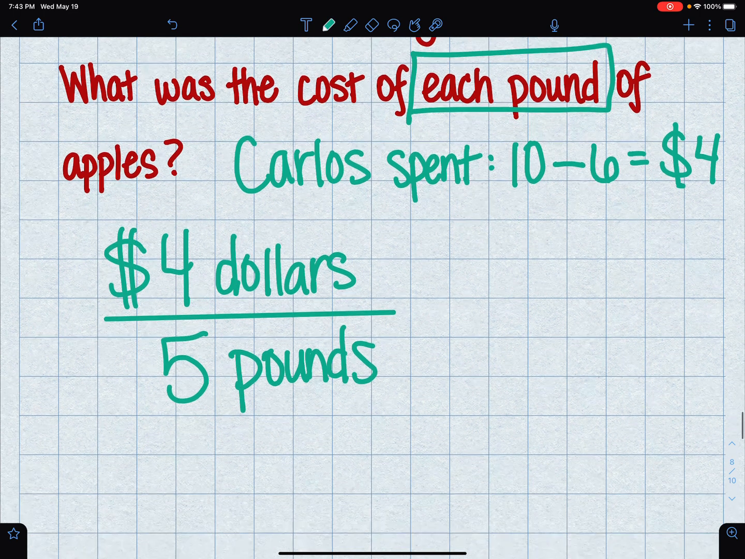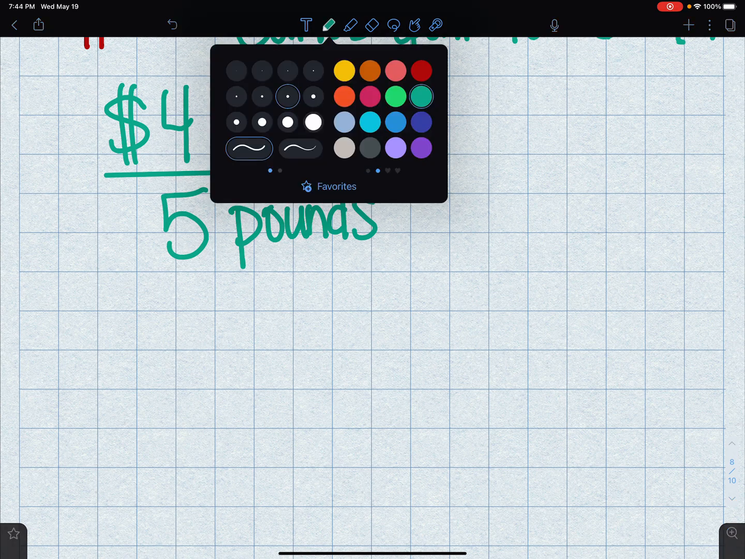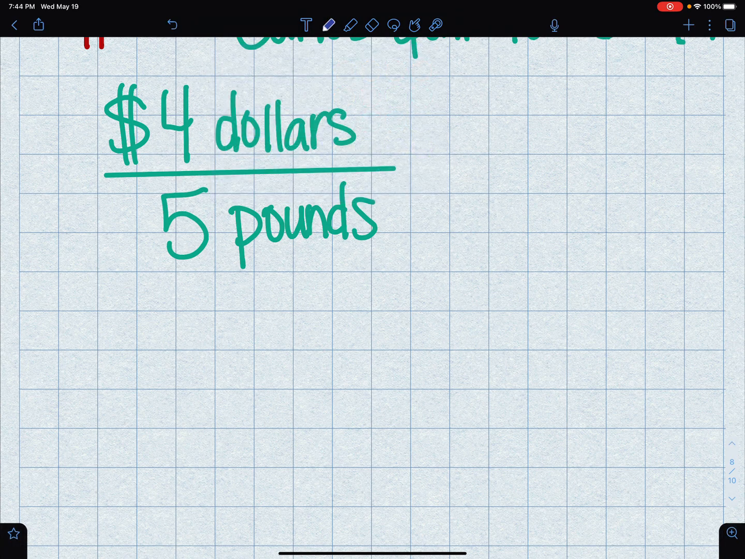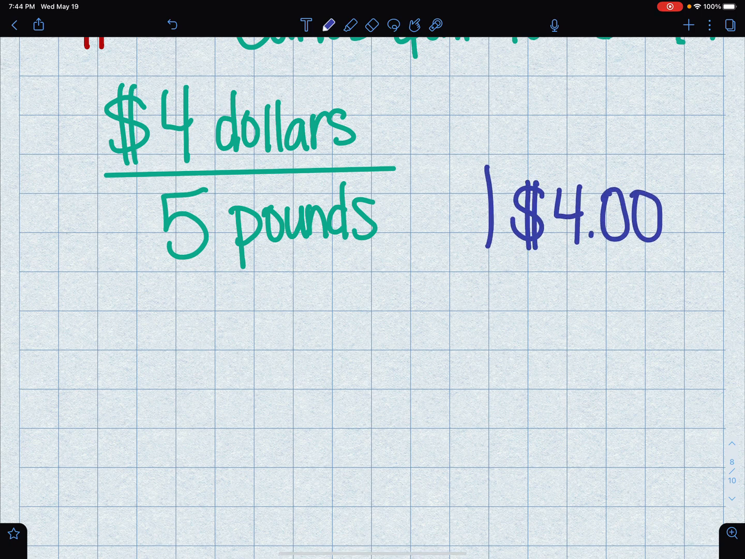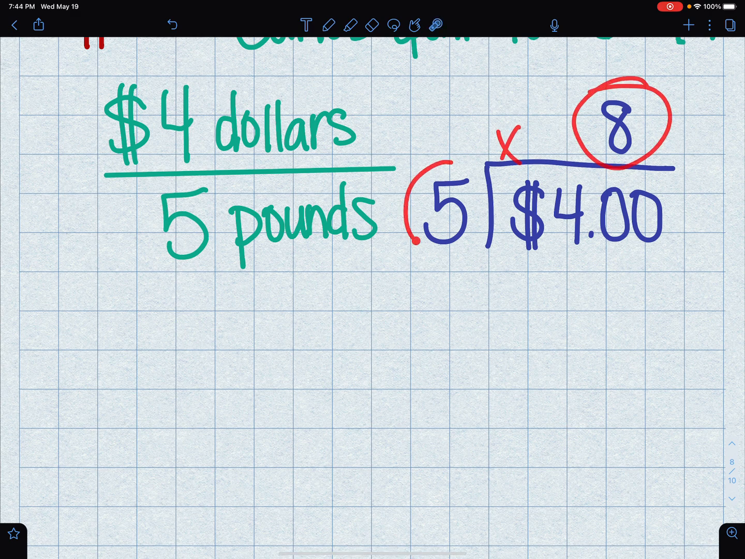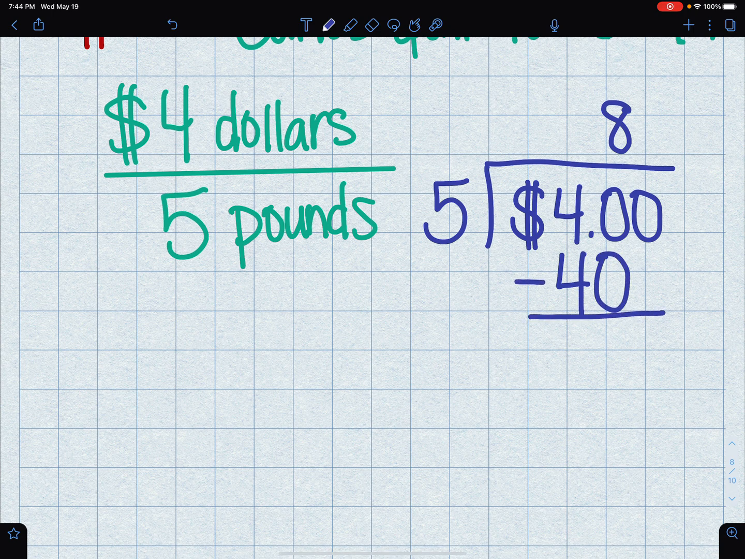So that's a little bit of a challenging problem. Let me get a different color so we can make it clear. You're going to have to divide $4 by 5. So how many times does 5 go into 4? 0. How many times does 5 go into 40? It's going to go 8. So I'm going to put an 8 up here. Now I do 8 times 5 is 40. I write that underneath. I subtract. I have 0. Now I've got to bring it on down.